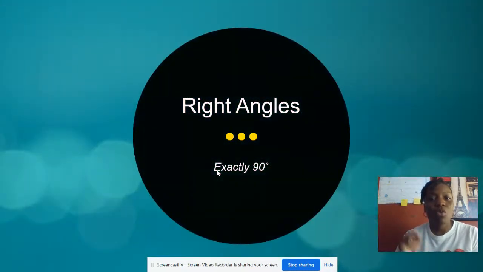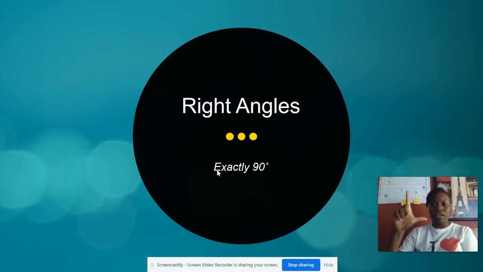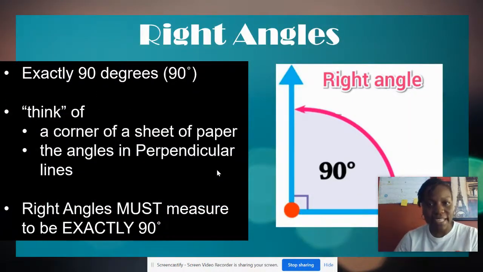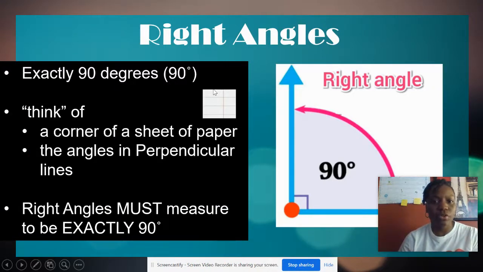We're going to first talk about right angles. Say that with me. Take your pointer finger and your thumb, and make like an L and say right angles. Right angles equal exactly 90 degrees. Think of a corner of a sheet of paper, like this corner, that corner, every corner of the sheet of paper would be considered a right angle.